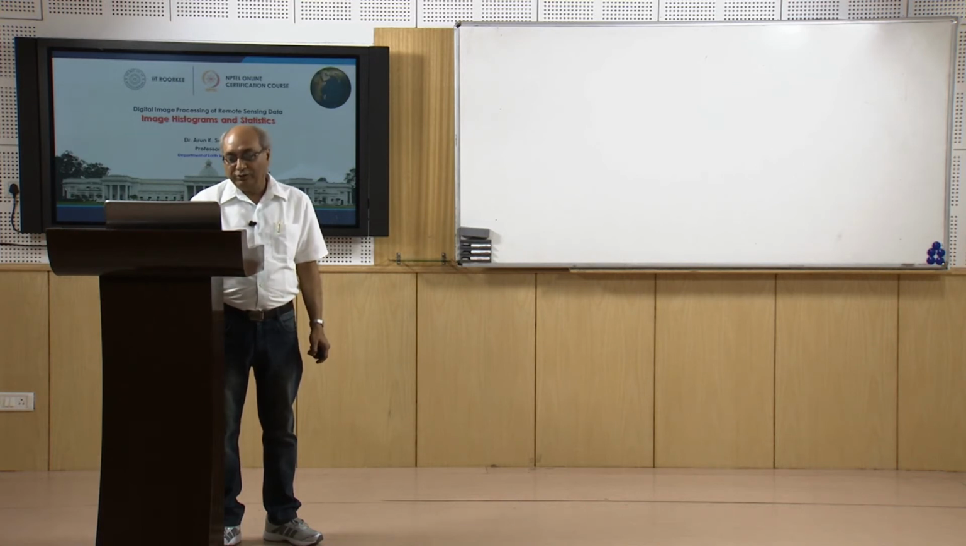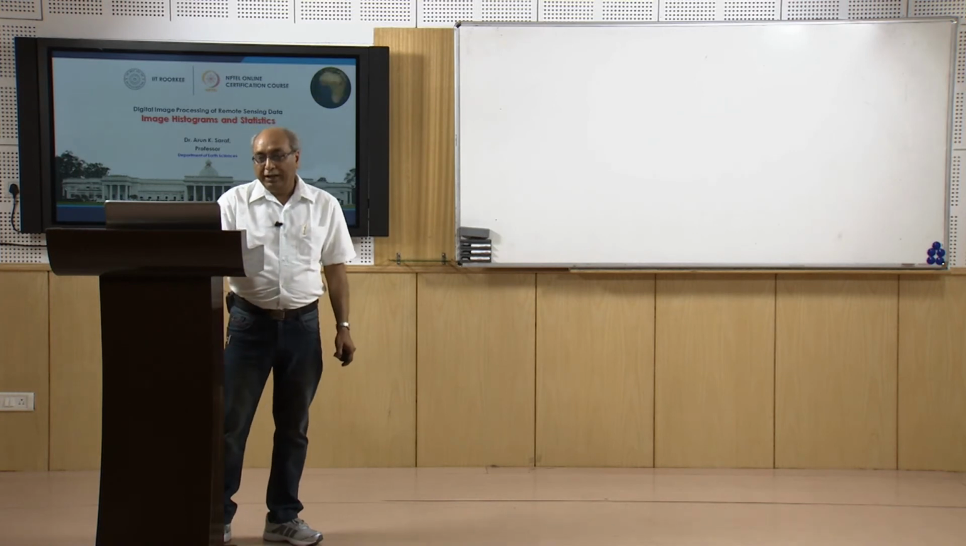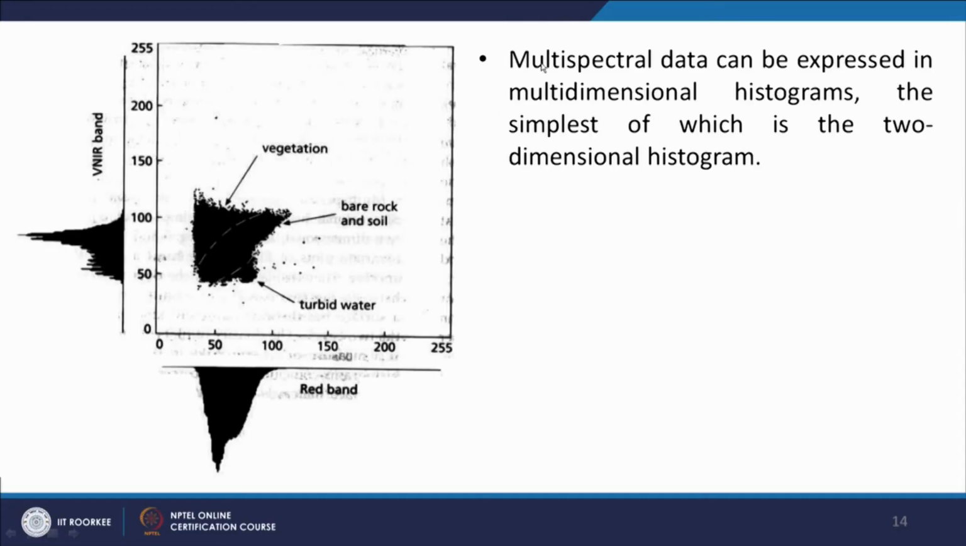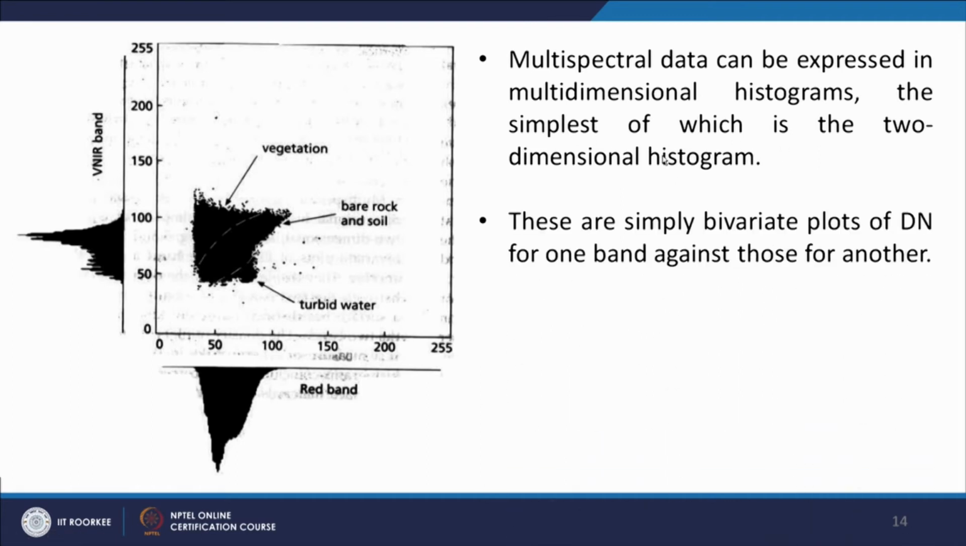Now, in digital image processing you will not be handling only one band or a single-band image. We go for multiple bands, because now people are talking not only about multispectral but hyperspectral remote sensing, where there are hundreds of bands. Well, initially from one band, that is a single histogram, we can go to a two-dimensional histogram, and this kind of distribution is possible through a scatter plot. Multispectral data can be expressed in multidimensional histograms, the simplest of which is the two-dimensional histogram, which we also call a scatter plot.